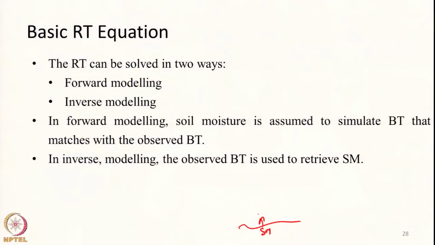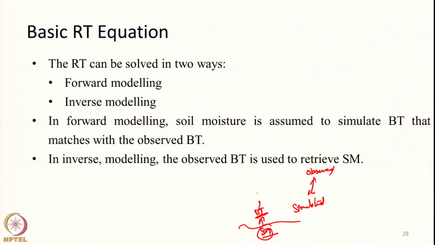That is, due to some effects of soil moisture, the land surface will have a particular brightness temperature, right. So, this particular brightness temperature will be simulated by feeding the model with soil moisture, and whatever is observed by the satellite will be compared with this, and the errors will be minimized by playing with the parameters. So, this kind of modeling is called forward modeling.